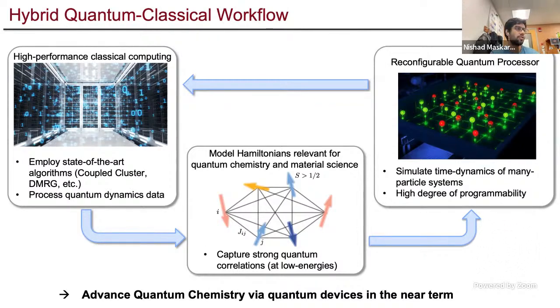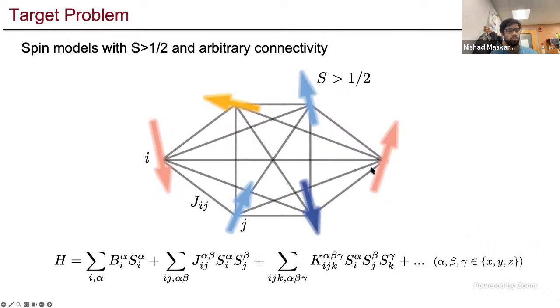Okay. So to focus on a concrete problem, we've targeted, to start, a very general class of spin models. These spin models contain single-site spin terms, two-site spin terms, and in general arbitrary higher-order spin terms too. And these individual spins aren't necessarily spin 1/2, but can also have spins greater than 1/2. So it's a very general spin problem.